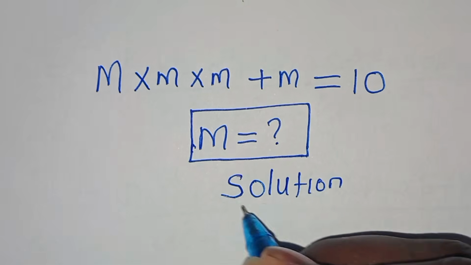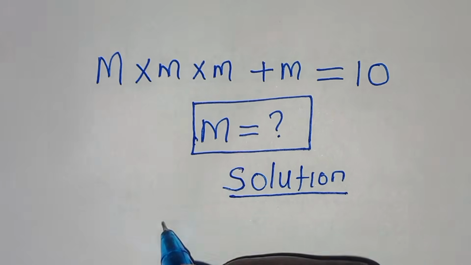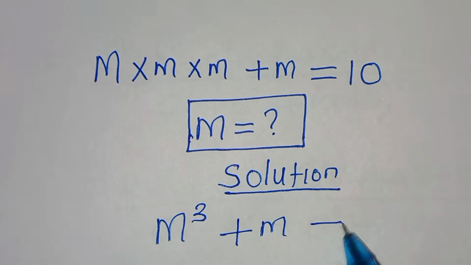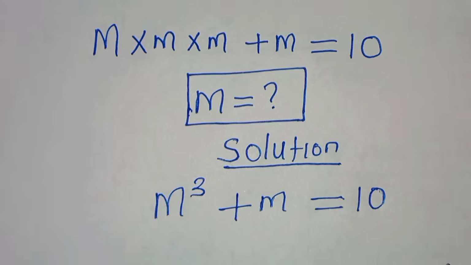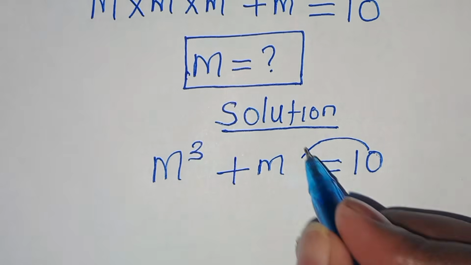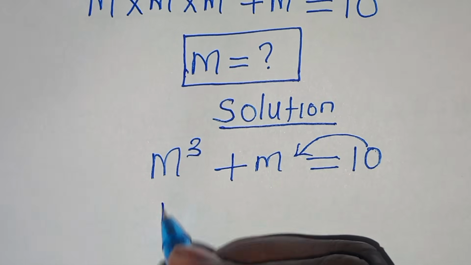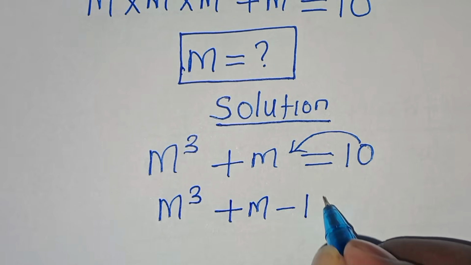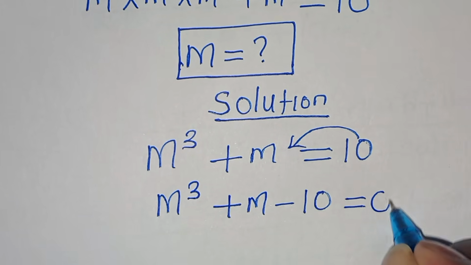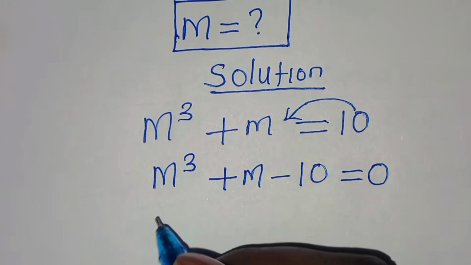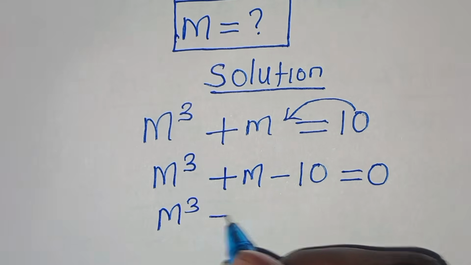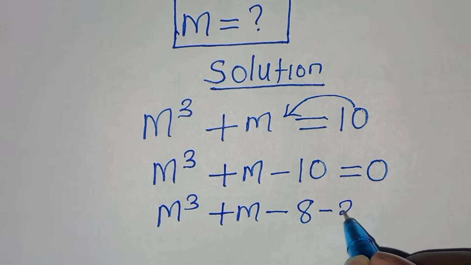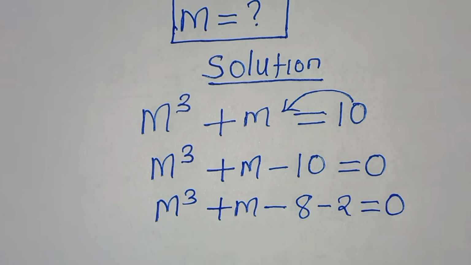So we have that m times m times m is m to the power of 3, then plus m. This is equal to 10. Now let's take 10 to the left hand side so that we have m to the power of 3 plus m minus 10 equals 0. Now m to the power of 3 plus m minus 10, we can write the 10 as 8 plus 2, so minus 8, then minus 2. This is equal to 0.